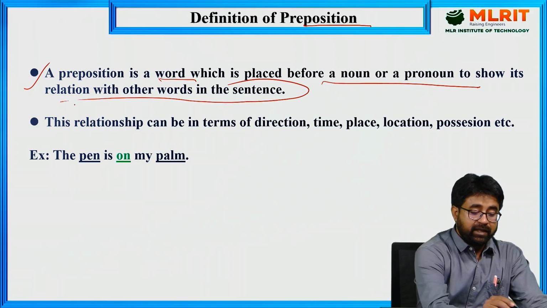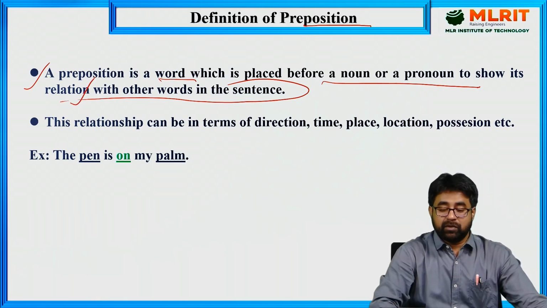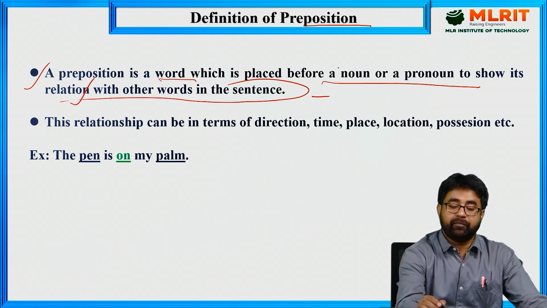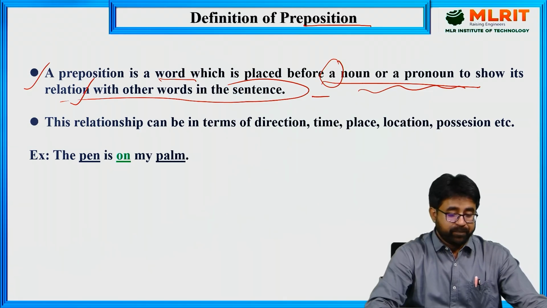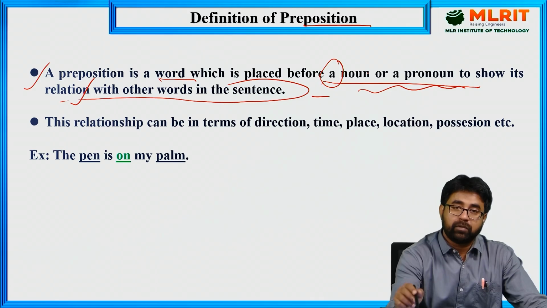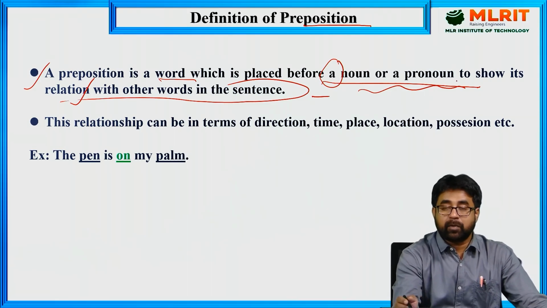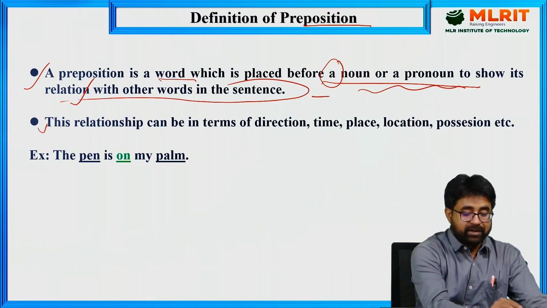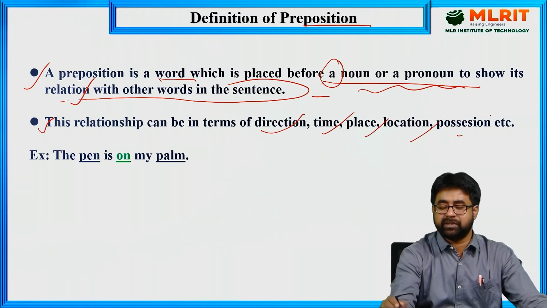So you can see preposition is all about indicating the relationship. One thing you are getting from this definition is that a preposition will always come before a noun or a pronoun, right? That is one thing you have to understand. And then what it will do, it will establish a relationship of this noun or pronoun with the other words of the sentence, how this noun or pronoun is related to the other words of the sentence. Now, this relationship can be in terms of direction, time, place, location, position, etc.